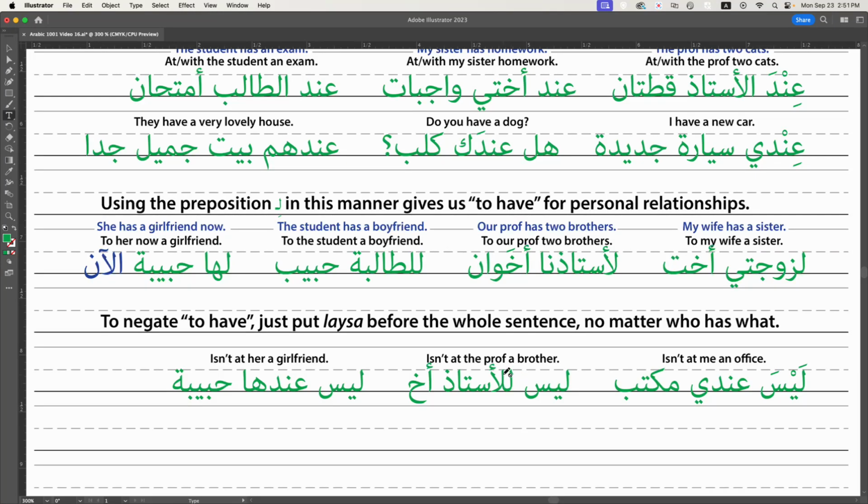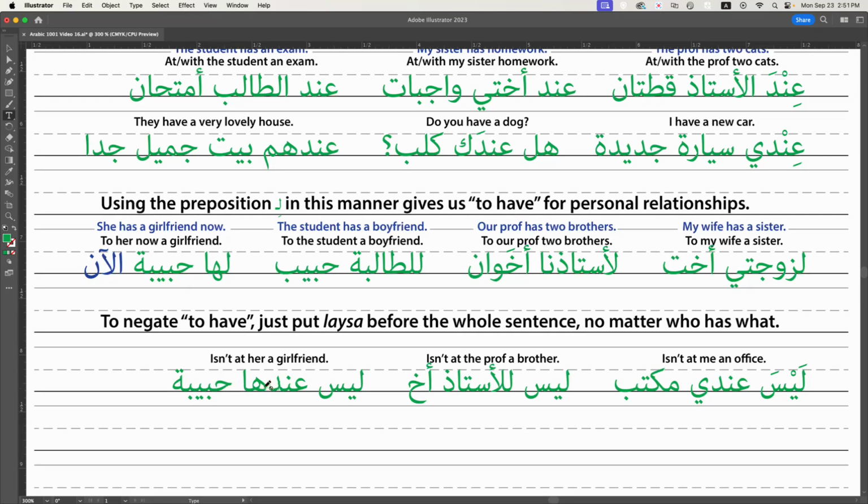Laysa lil ustad, and notice that I've replaced the alif in the alif lam of al ustad with the lam here. This is really common. It happens all the time, so please get used to it. So lil ustad, to the professor or at the professor. Ach, a brother. Laysa indaha habiba, there isn't at her a girlfriend.